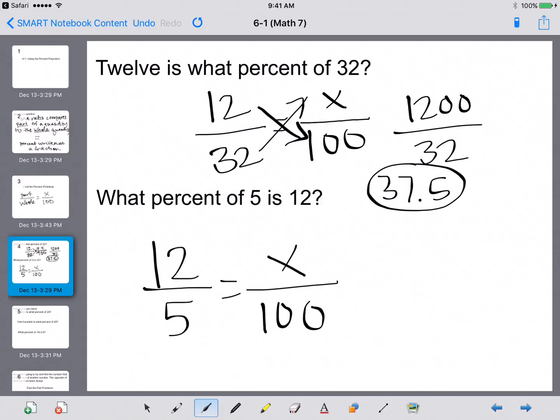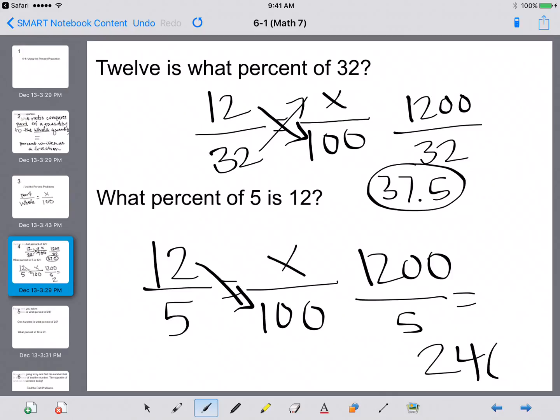Cross multiply and divide again. And we have 12 times 100, which is 1200, divided by 5. And that will get us 240. So what percent of 5 is 12? It is 240%, and I should add that up here too, because we found the percent. So 37.5%.